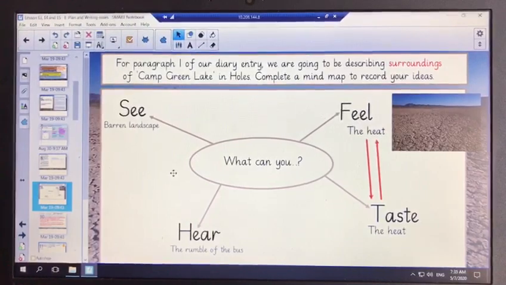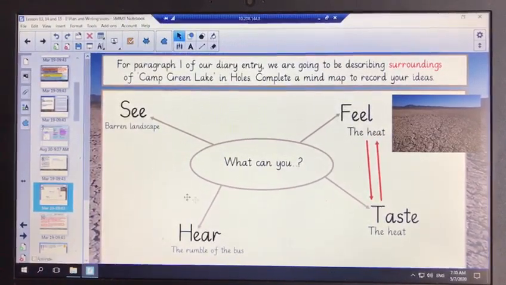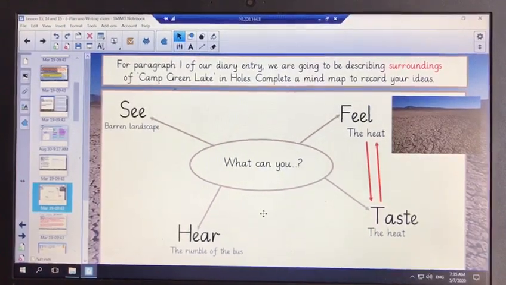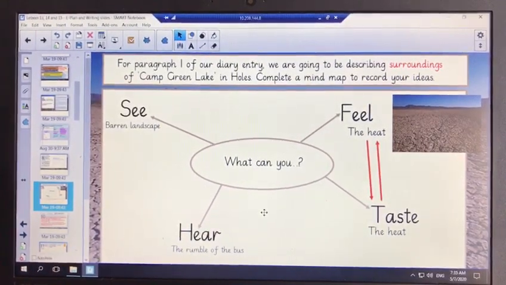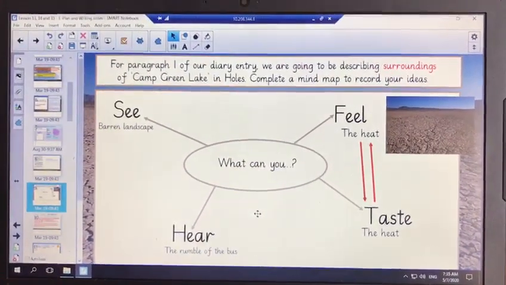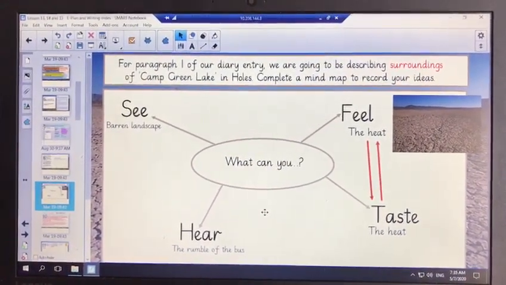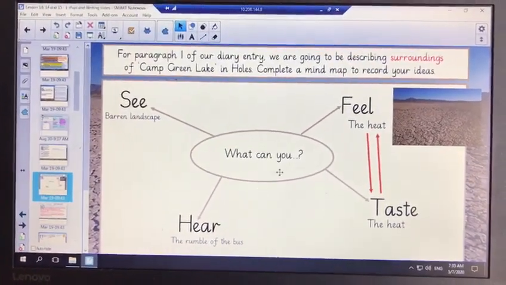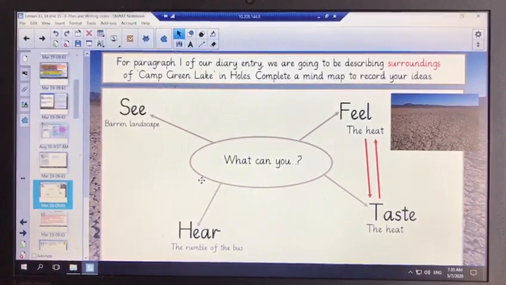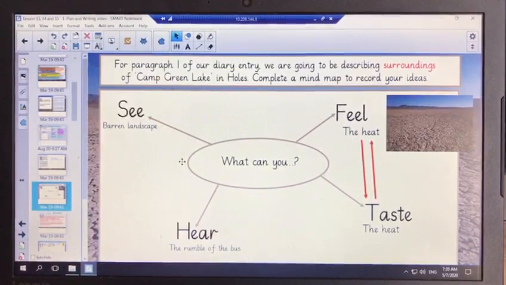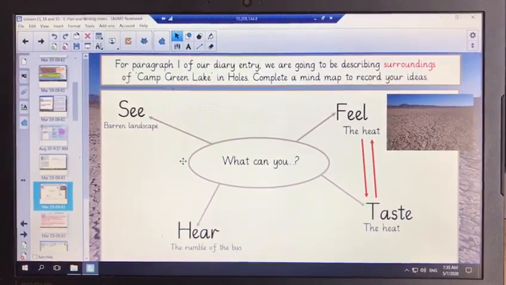As we would normally do in school, we need to come up with our ideas before writing. This is a very important part of the writing process. We need to plan carefully before we actually start writing. For paragraph 1 of our diary entry, we are going to be describing the surroundings of Camp Green Lake, as I said, in Holes. Complete a mind map to record your ideas. What can you feel, taste, hear and see? Get whatever is in your head, all those ideas, into this mind map.